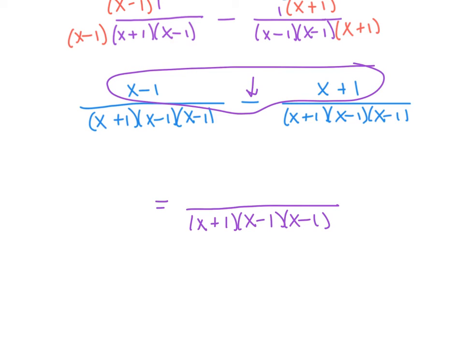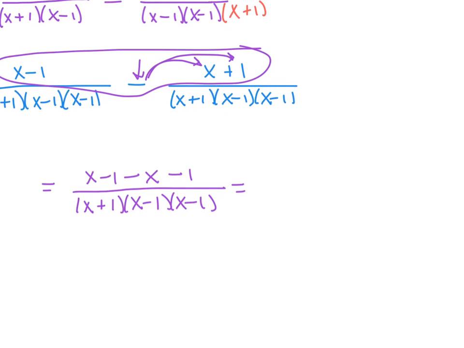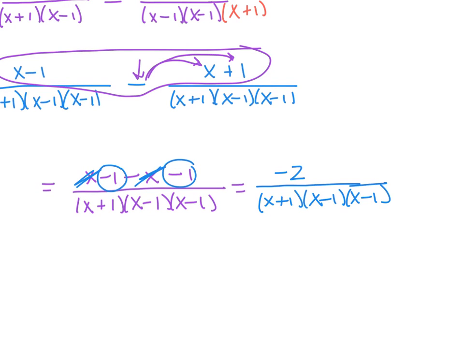But careful with that subtraction. We've got the x minus 1 from the left, and then we're going to subtract an x, so minus x. We're going to subtract the 1, minus 1. So in that numerator, we see that we have an x minus an x, so those cancel. But we have a negative 1 minus a 1, which gives us negative 2 over x plus 1, x minus 1, x minus 1.